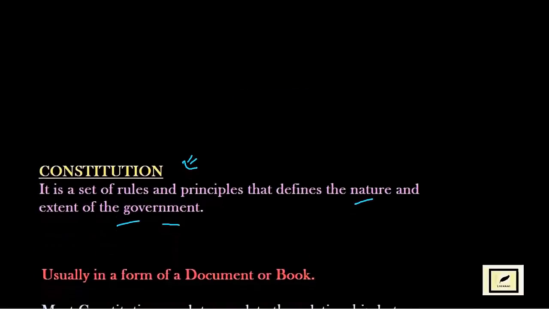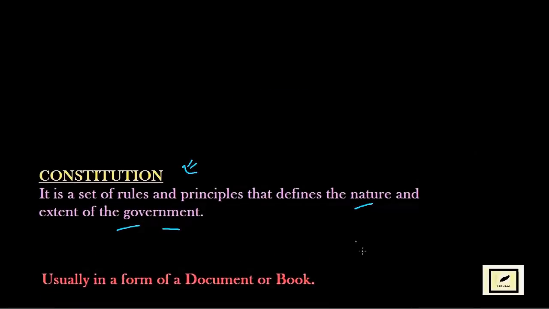Let's see it a little further. It is usually in the form of a document or a book. So when we say a constitution of a country, we are talking about a kind of book or paper or document where it is written how a government should be. So it is a kind of book first.